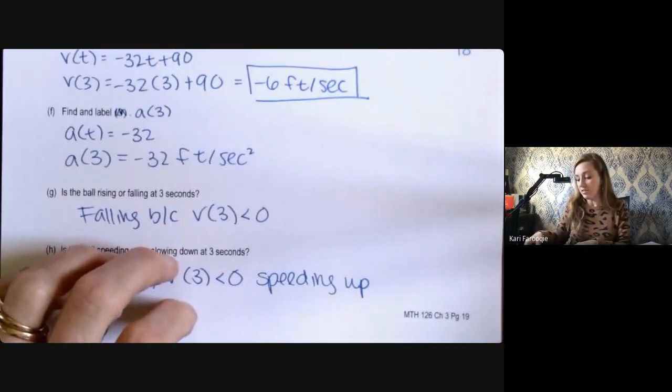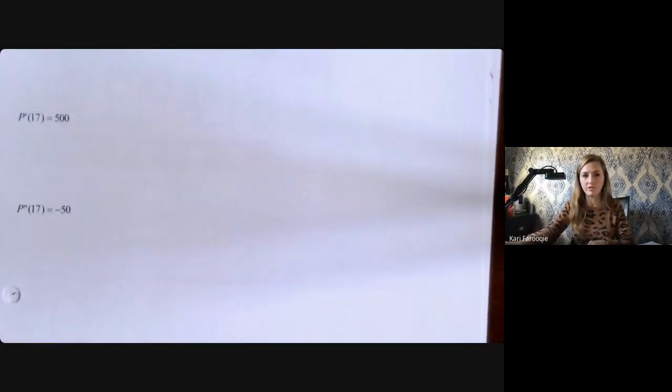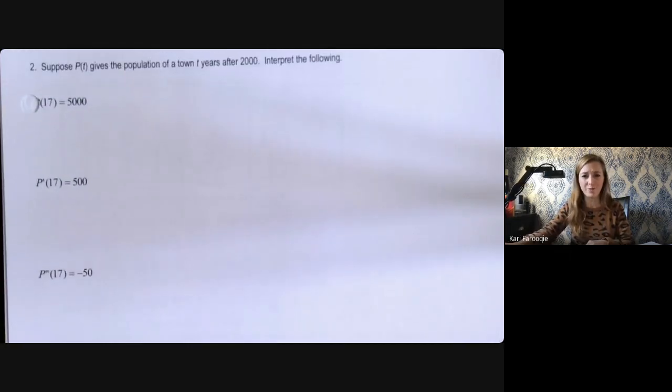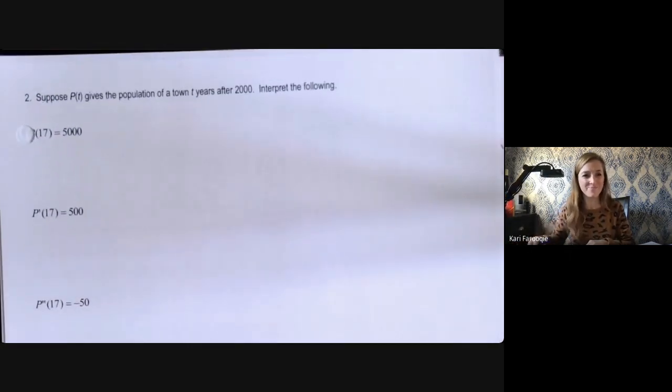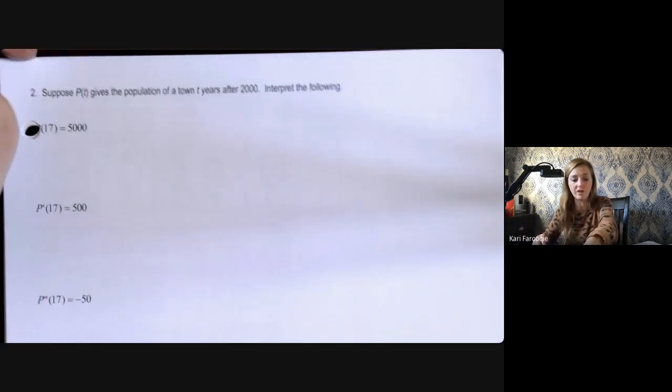Okay, last thing in this section, we're going to interpret something. I think you might enjoy this, although I'm always wrong about what students will and will not enjoy. Suppose P of t gives the population of a town t years after 2000. Interpret the following. My page has a little hole in it here, but it should say P of 17.